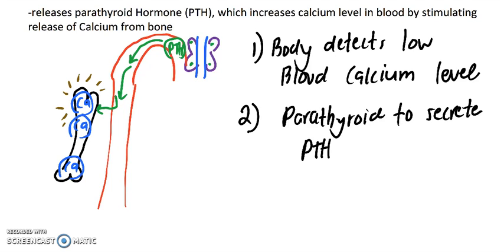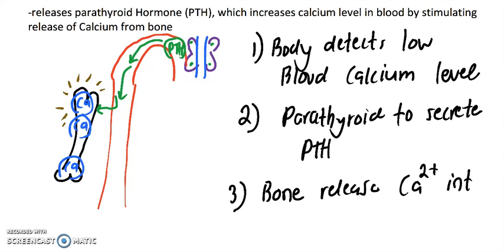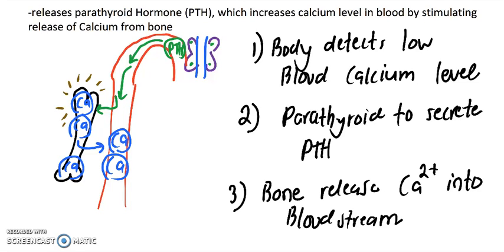Something's happening here. Step 3, it's going to enter these cells, and the bone is going to release calcium into the circulatory system. Release calcium into the bloodstream. So there's calcium going into the bloodstream. There's calcium, and we'll finish this off in the next video.